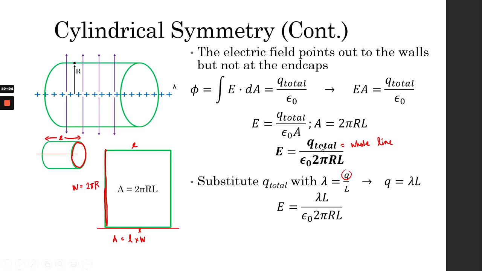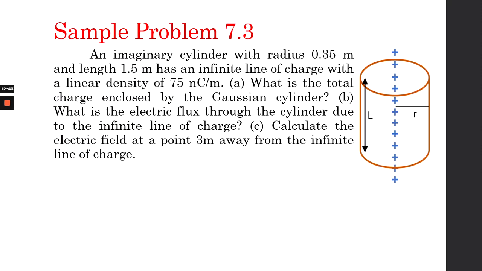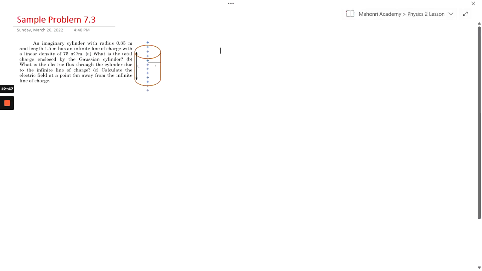Okay, so those are the two equations that you have to use for cylindrical symmetry. And then you just have to cancel that because the length gets cancelled. So you are left with E is equal to lambda divided by 2 pi r epsilon naught. So those are your two equations. So let's have this sample problem, but let's move on to our next slide.